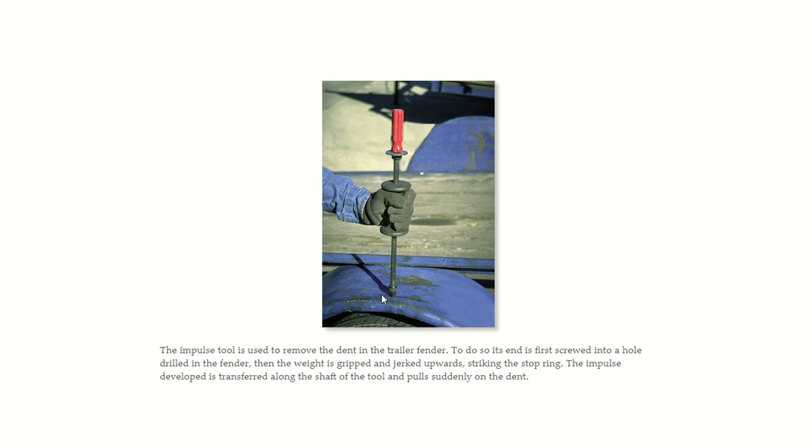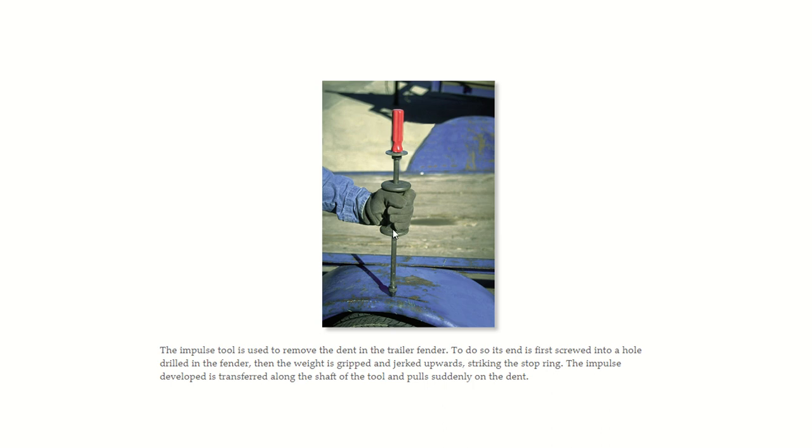Okay, so here is the impulse tool. This guy is using that tool to remove the dent in the trailer fender. So he drilled a screw into a hole in that fender, of course. He makes a hole using this little screw and then drills it into the fender. What this guy is doing is, the weight is, of course, jerked upwards. And this is your stop ring. So it's going to just come right up as you pull it.